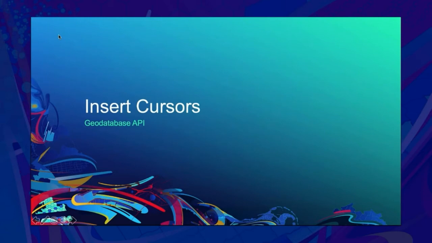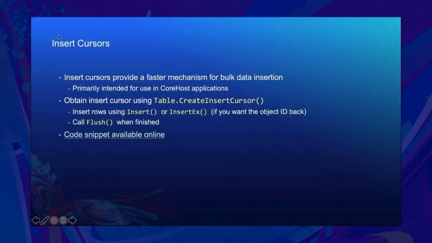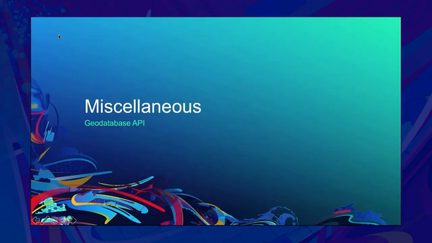Next, we'll talk briefly about insert cursors. Insert cursors were added to the product to provide a faster mechanism for bulk data insertion. As such, they're primarily intended for use inside of a core host application. So you can get an insert cursor by calling table.CreateInsertCursor, and then you set up a tight loop calling insert or insertEx to insert those rows into the table, and then call flush to flush the contents of that cursor out into the database.